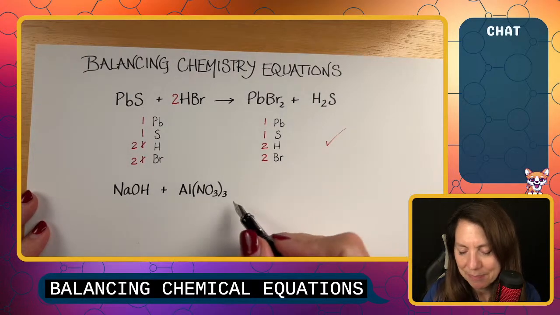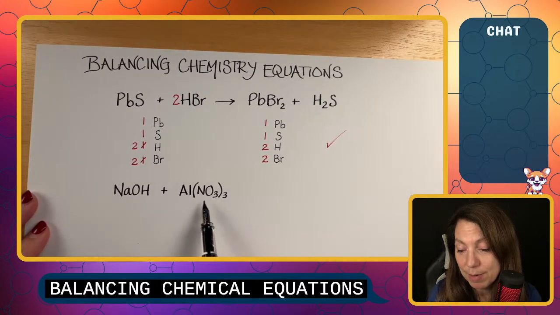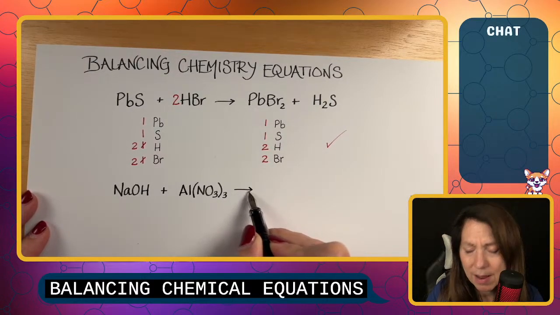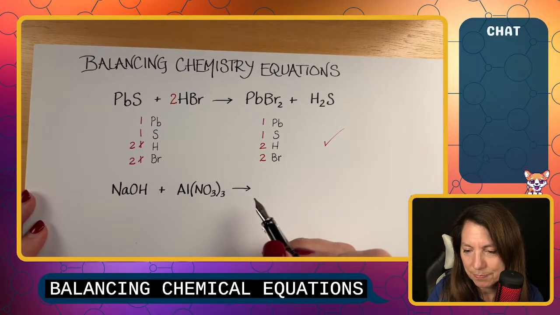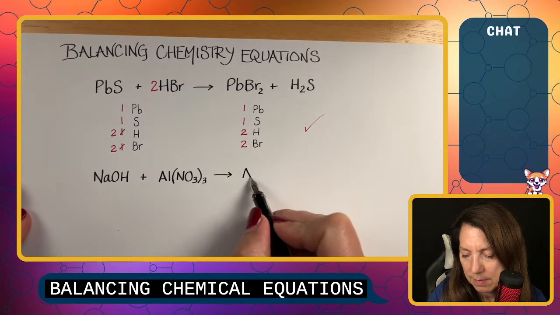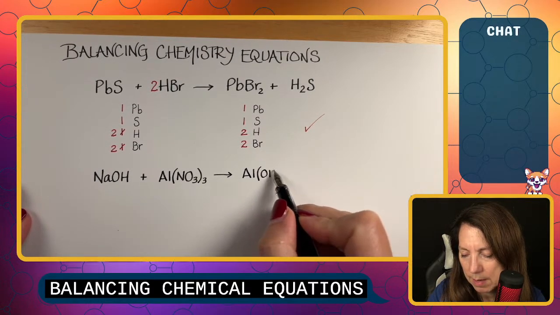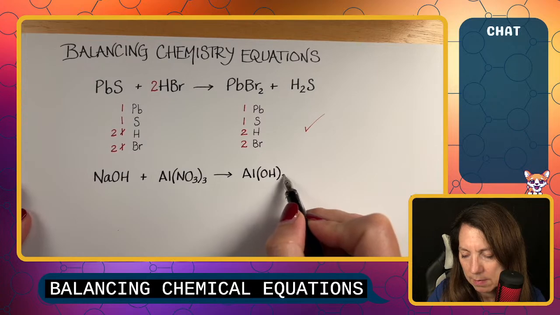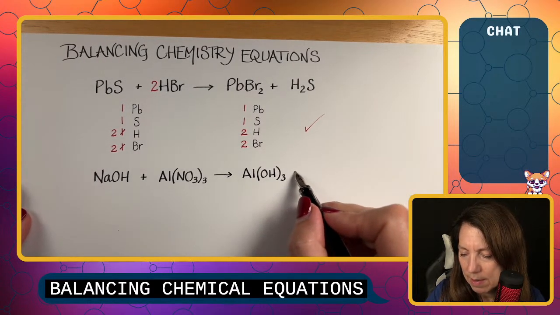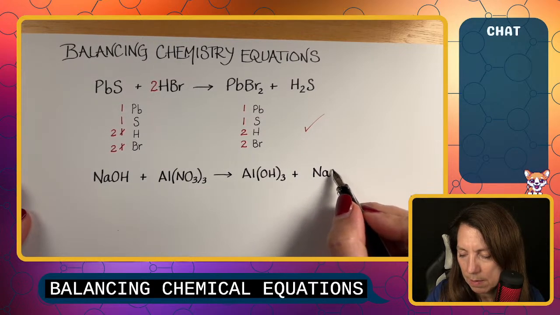That's pretty cool. Okay. So we have sodium hydroxide and we have aluminum nitrate. These react together. It happens to be in the aqueous phase, in case you were curious. And it forms aluminum hydroxide. This is a precipitation reaction, by the way, because this is a solid that forms. And sodium nitrate.